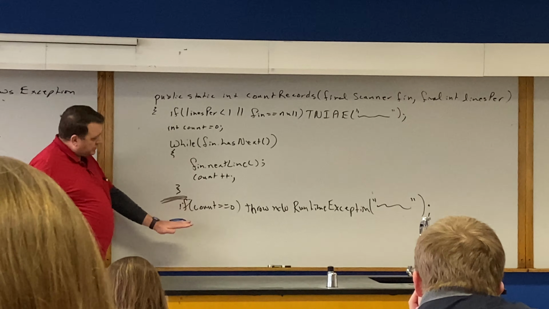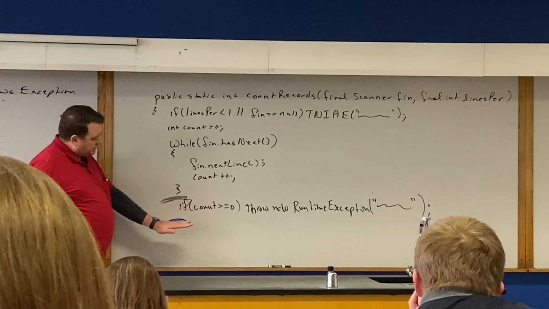So what's my problem then? Why don't I just simply say return count divided by lines per? That's going to be the very last line in that method. But before that, what do I want to check? Lines per is a valid input? Lines per is passed in. Right? What do I want to check?